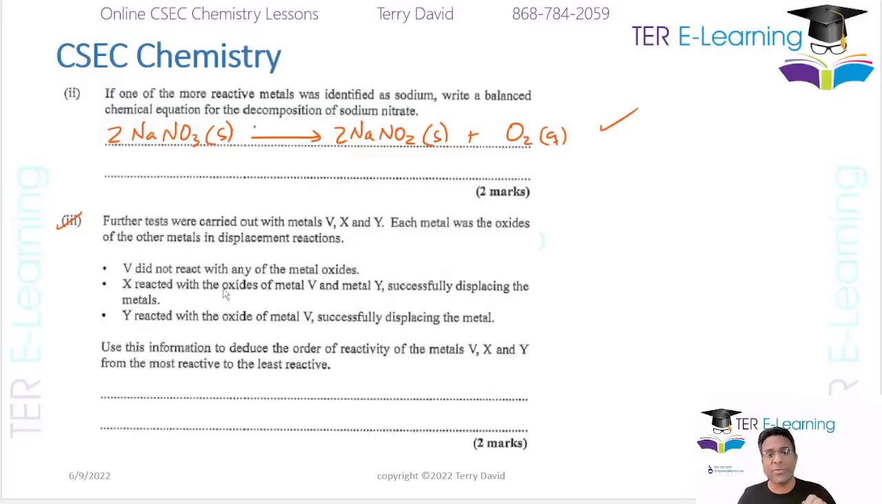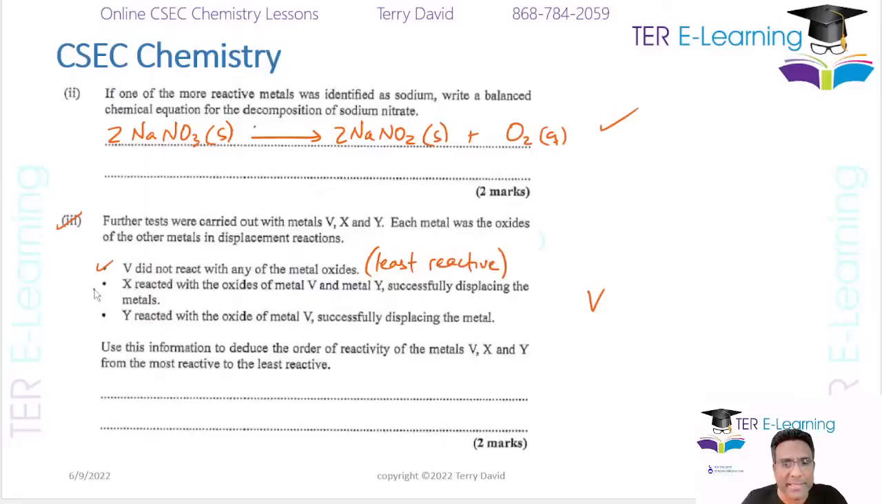So what you all needed to know was that metals higher up in the reactivity series, or more reactive metals, are able to displace ones lower down in the reactivity series. So let's see. This first observation, V did not react with any of the metal oxides. Well, that tells me something already. V has to be at the bottom. V has to be the least reactive. That's what that means, right? So this one is the least reactive.